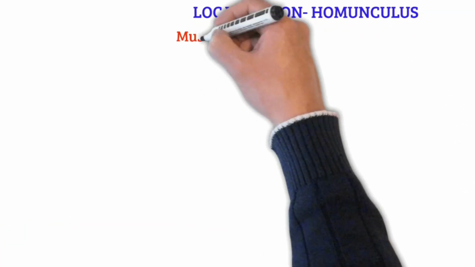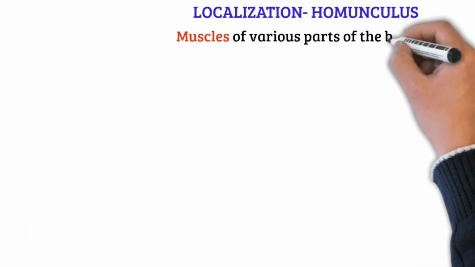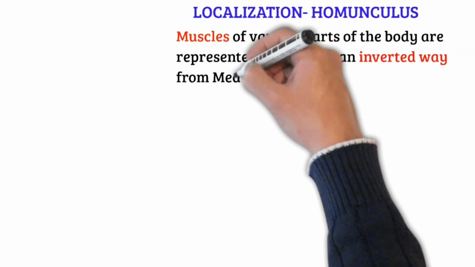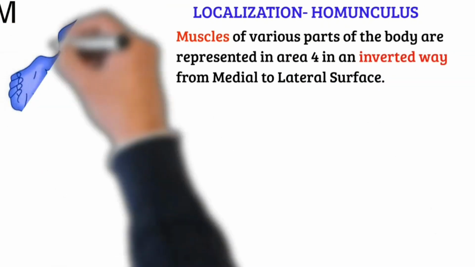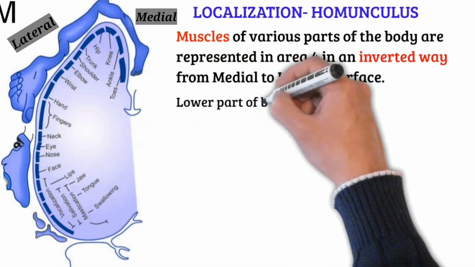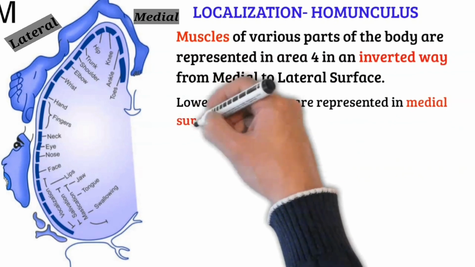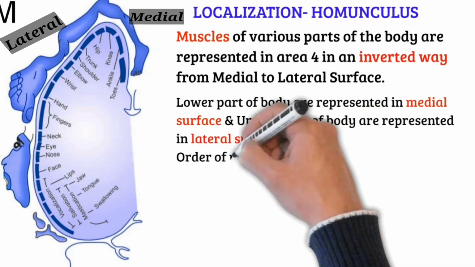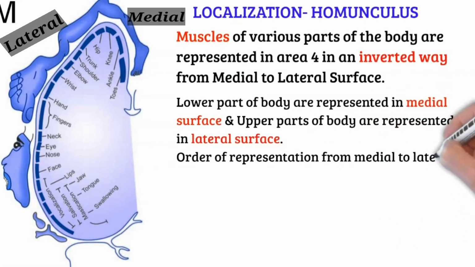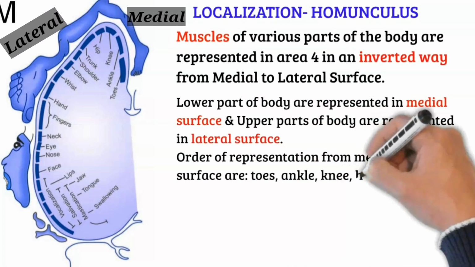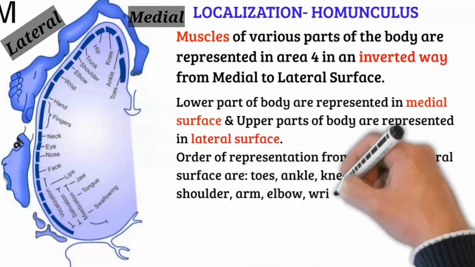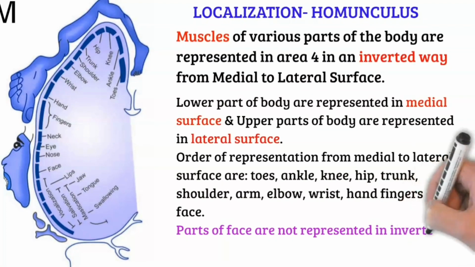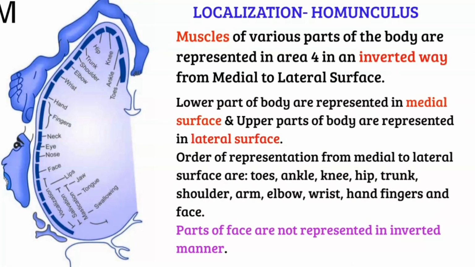Localization, that is homunculus. Muscles of various parts of the body are represented in area 4 in an inverted way from medial to lateral surface, like this. Lower parts of the body are represented in the medial surface and upper parts of the body are represented in lateral surface. Order of representation from medial to lateral surface are toes, ankle, knee, hip, trunk, shoulder, arm, elbow, wrist, hand, fingers and face. Parts of face are not represented in inverted manner.